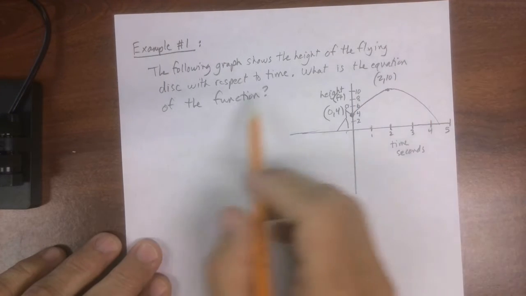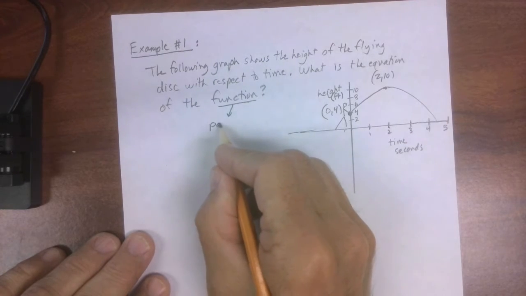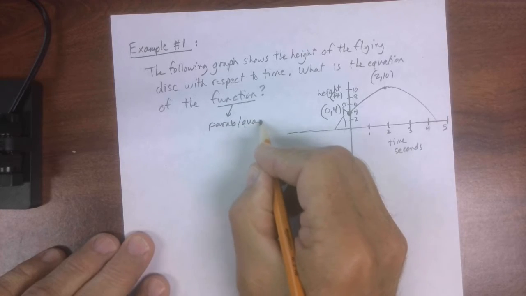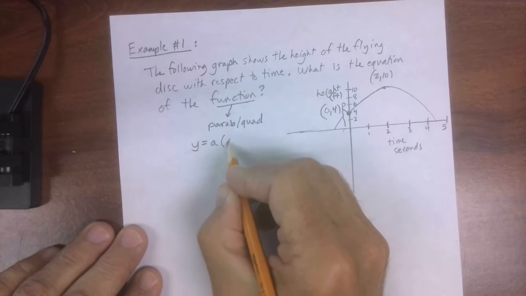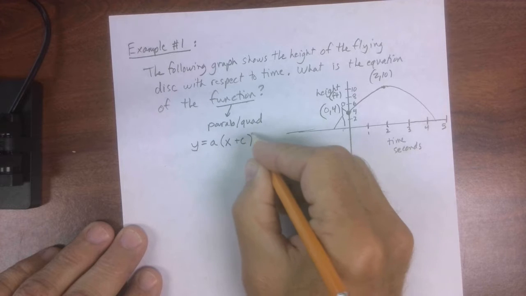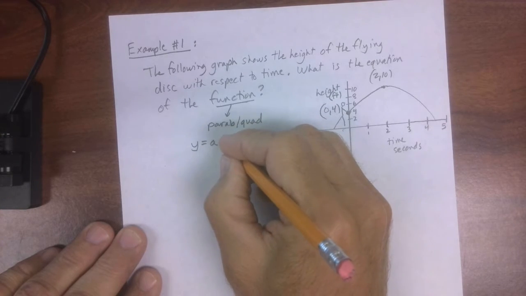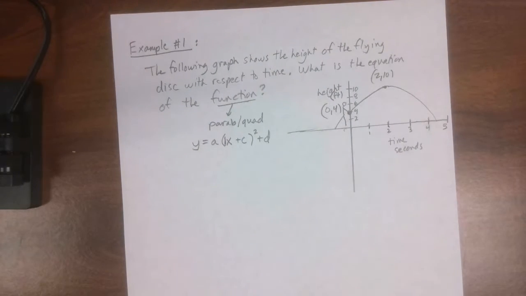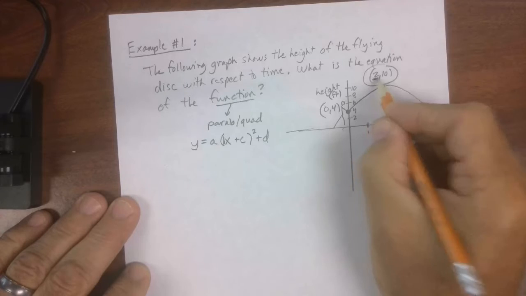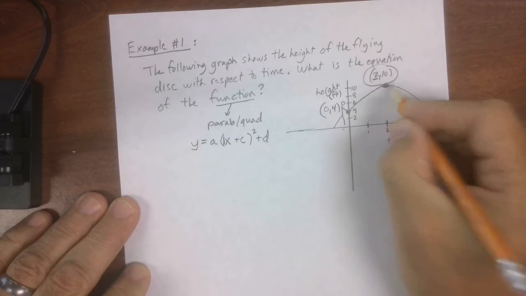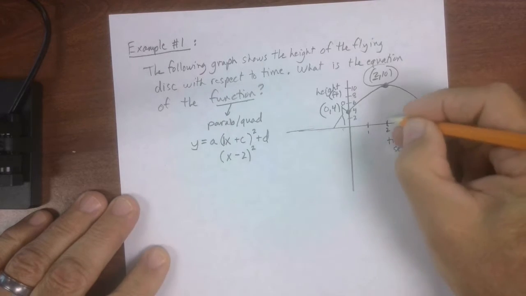Now it says, what is the equation of the function? Well, first of all, you look at this and you should say, hey, wait a minute, that is a parabola or a quadratic. So I need to know how to fill in these missing pieces from this equation. I know there's a bx in there, but like I said in the pre-lesson, this is going to be 1 for what we're doing right now. I also said start with the vertex. So it's a shift of 2 to the right. So I say, okay, that's x minus 2 squared, and then we go up 10.